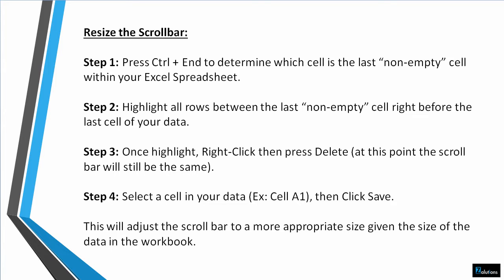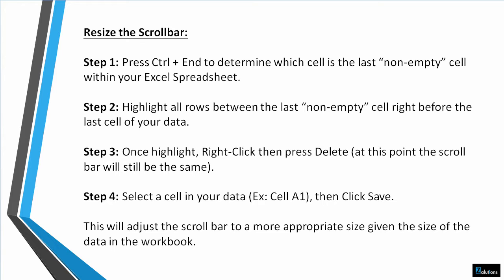Step 2. We will then highlight all rows starting with the row that our last non-empty cell is in, all the way up to where our data ends. Step 3. Once we have highlighted all the rows, we will right-click, then press Delete. This will delete all the rows that we just selected. Note, at this point though, Excel still hasn't resized the scroll bar.